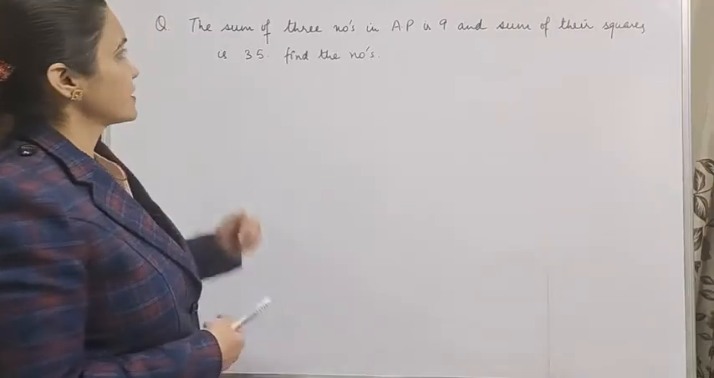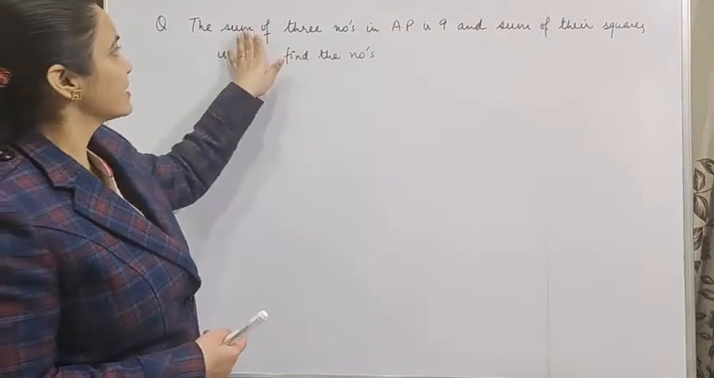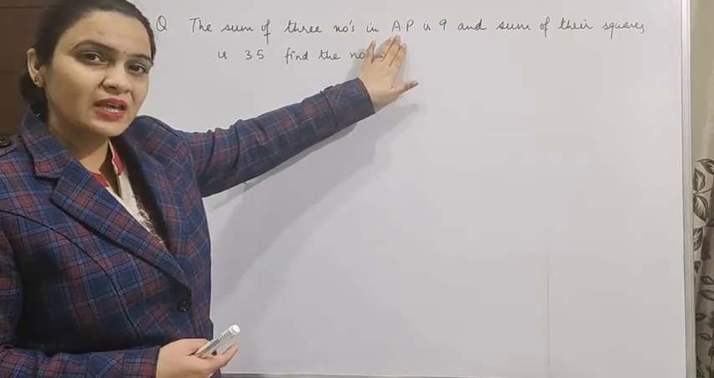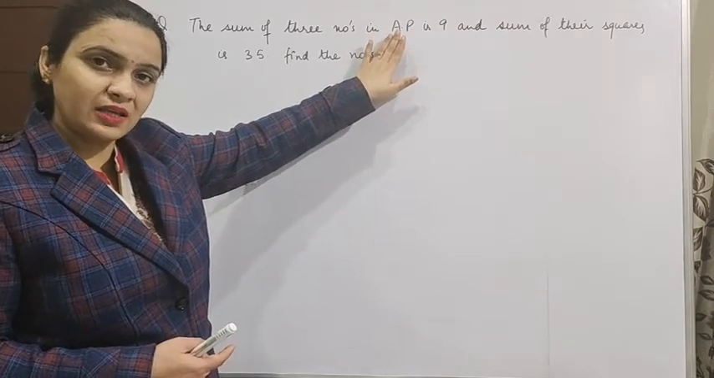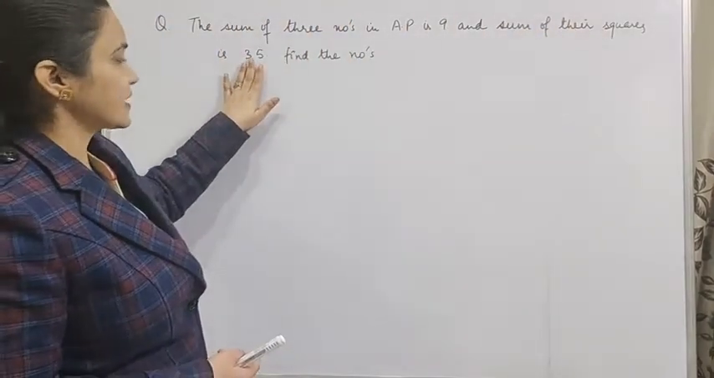Next question is, the sum of three numbers in AP is 9. Again, the three numbers are in AP, so therefore the numbers should be A minus D, A and A plus D. The sum of their squares is 35.